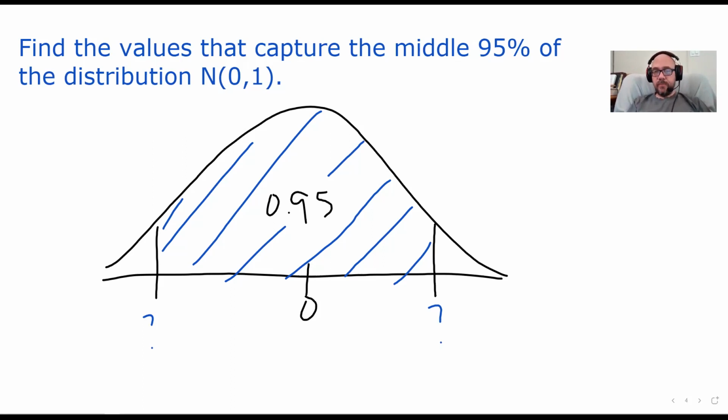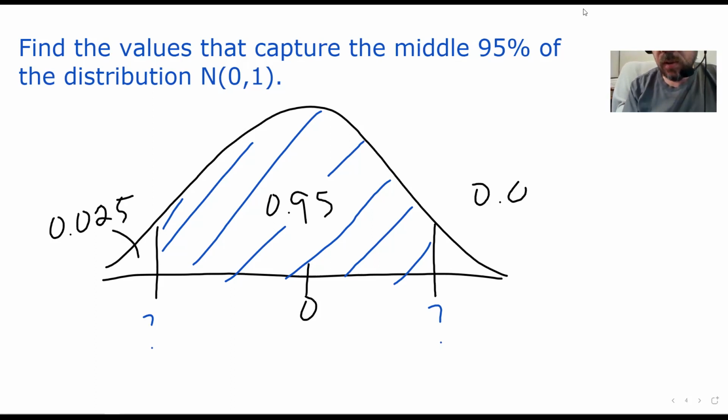Oh, actually, before I do that, I need to know how much area is to the left of the thing that I am looking for, right? So I want to know how much area is in here. It's not 5% because it's 5% total between these two. What I want is half of that because half is going to be on each side. So this is actually 2.5%, 0.025 here and also in here.